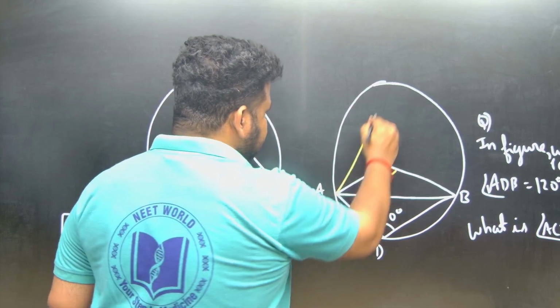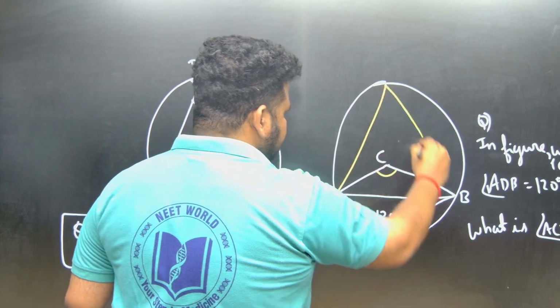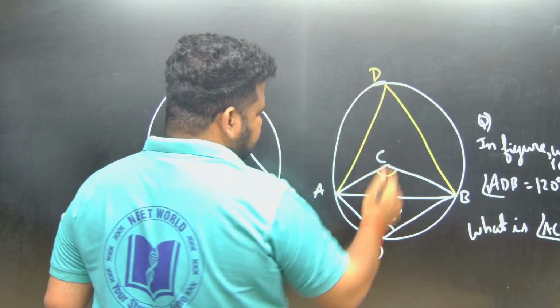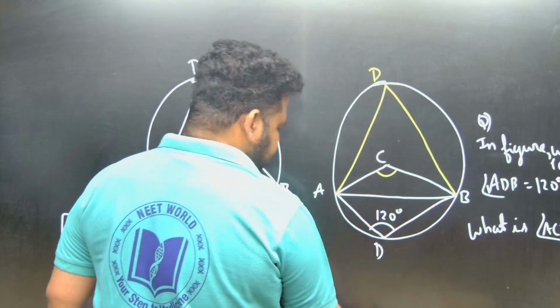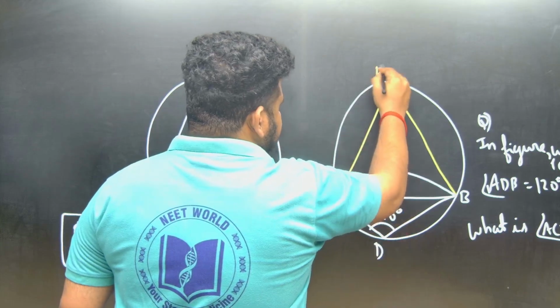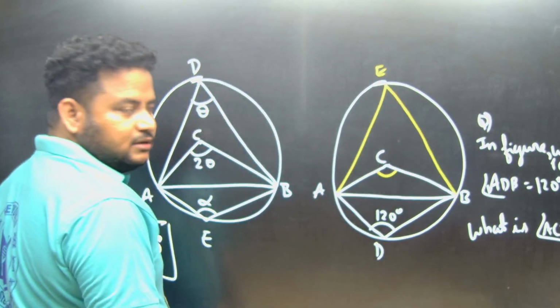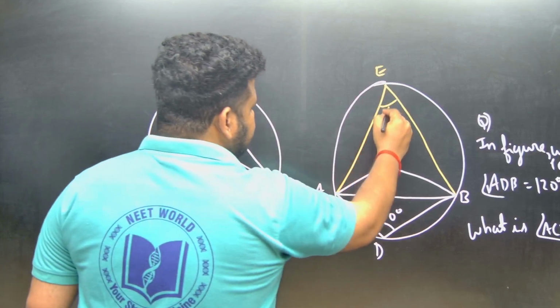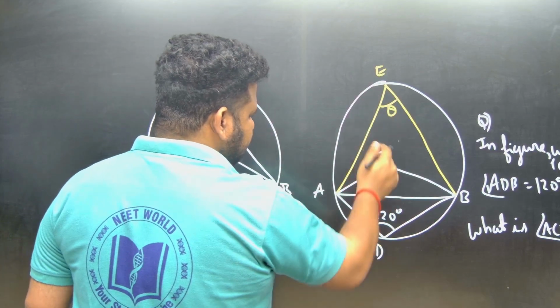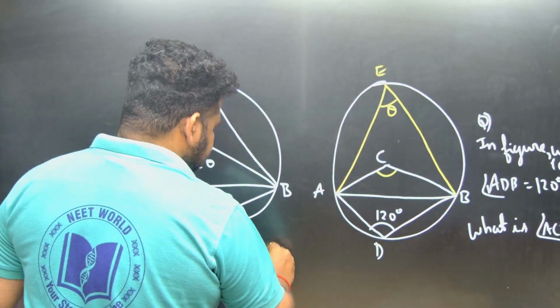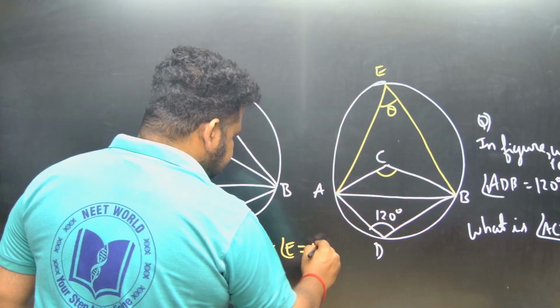First, we draw one more angle on the circumference, on the side towards the center. D is already there, so let us take it as E. We know that this angle plus this angle, let this angle be theta, that is angle D plus angle E, is equal to 180 degrees.